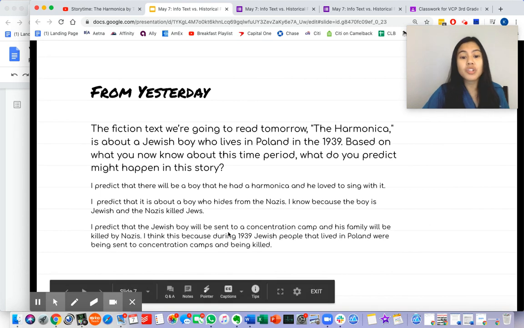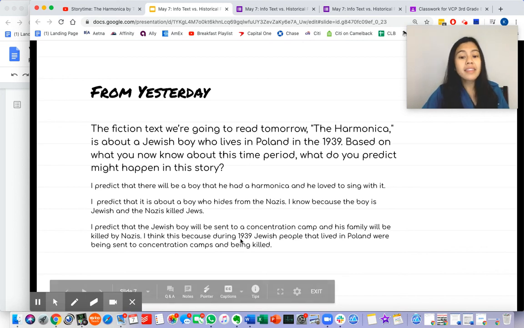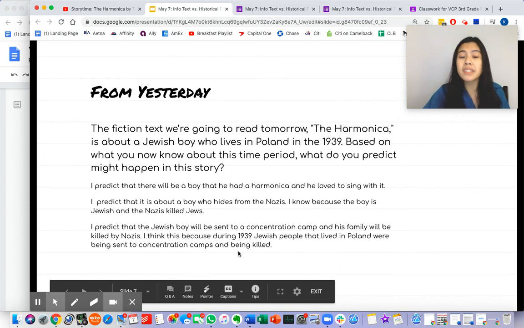I predict that the Jewish boy will be sent to a concentration camp and his family will be killed by Nazis. I think this because during 1939, Jewish people who lived in Poland were being sent to concentration camps and being killed.